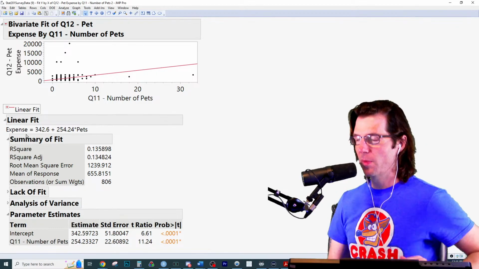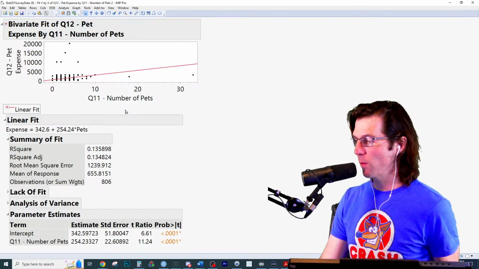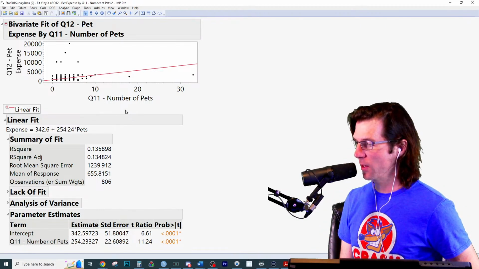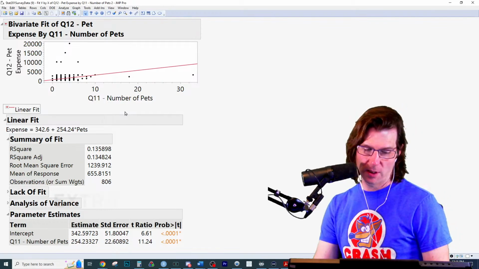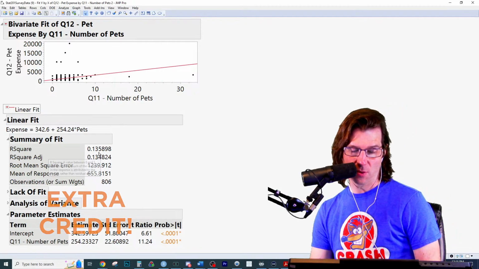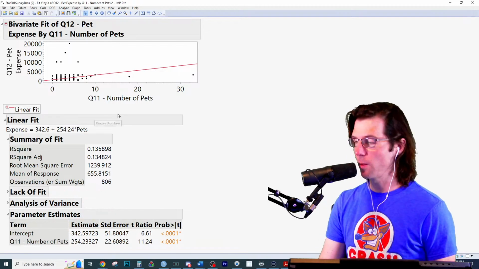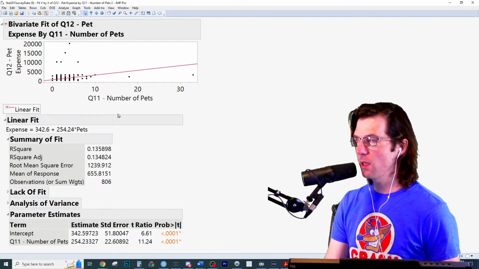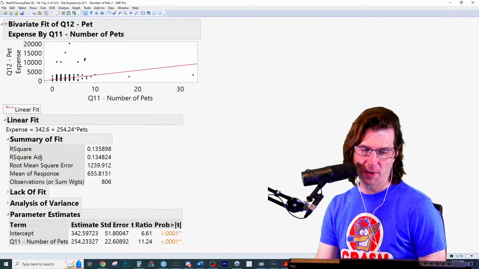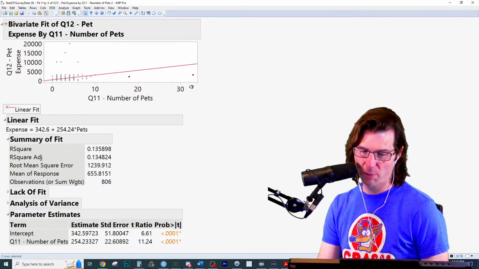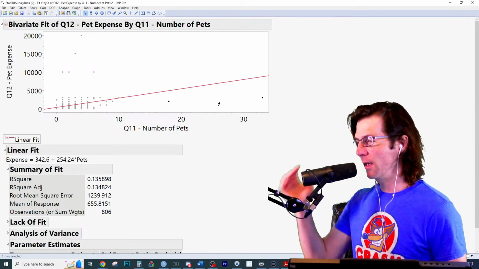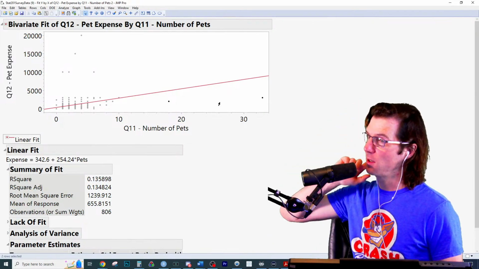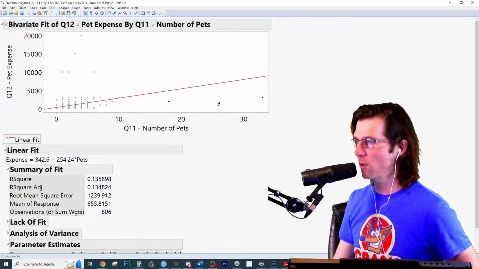The slope is for every pet, we expect the pet expense to increase by $254.24 on average. Boom, Sloan, you're getting it down right there. Sloan, another 100 points. And then the r squared is 13.58% of the variation in pet expenses explained by number of pets. There are some outliers up here. The linear model actually looks to have a problem because it's not going through the points at the end. There's a bend towards the end. But a decent amount of the variation, about 14% of the variation in pet expenses, is explained by the number of pets people have.